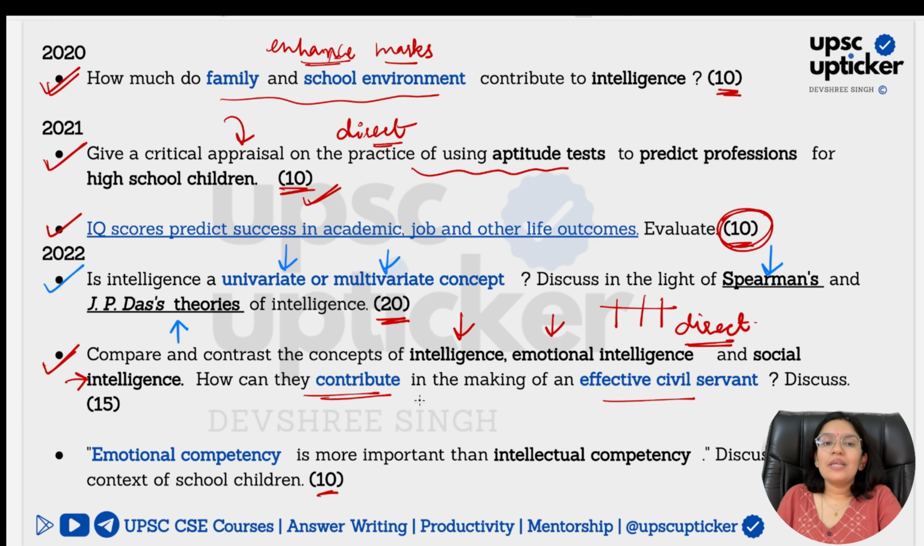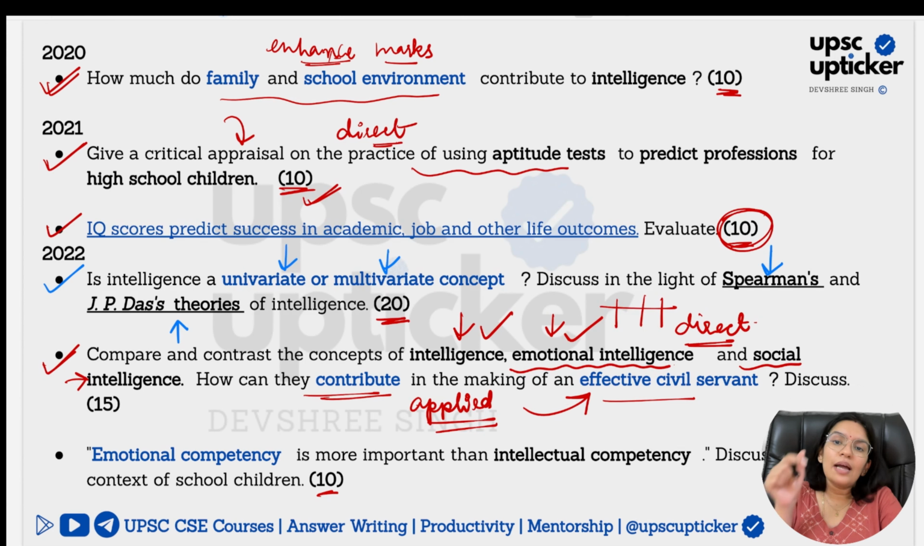And when you talk about the second part of it, it is applied. So you have to connect these types of intelligence, specifically speaking, emotional intelligence and social intelligence, to the work of the life of a civil servant. And that connection which you are going to show here is going to fetch you marks. That connection should be presented with the help of examples, because that is when you will get more marks. Without examples, you will not get more marks.